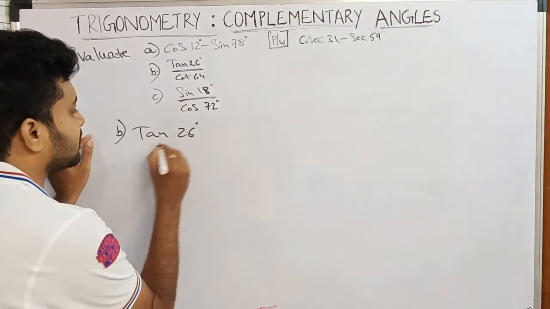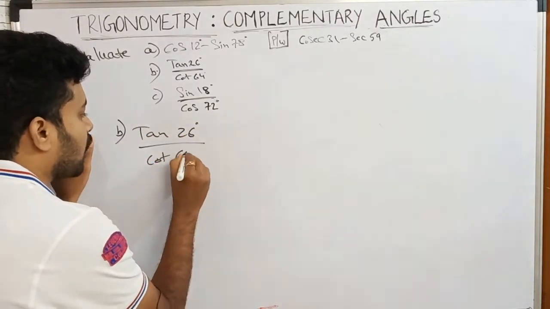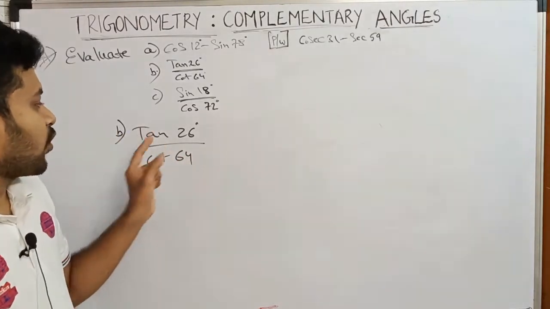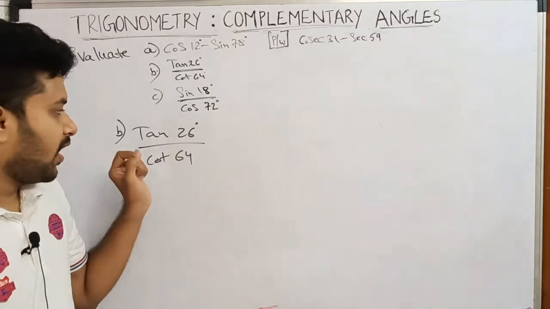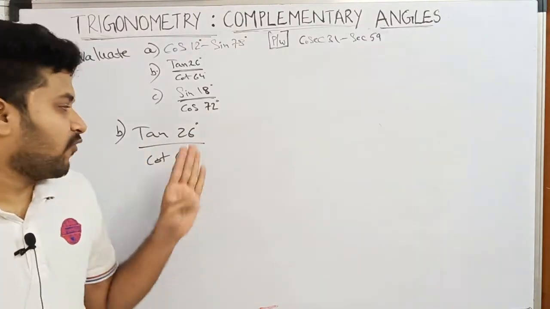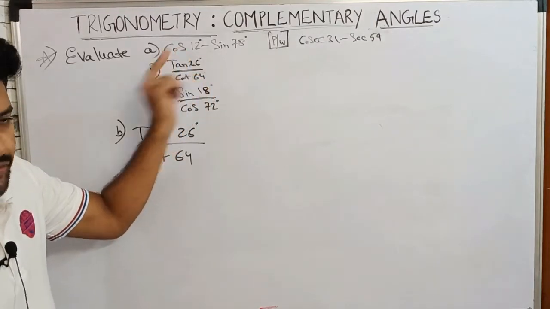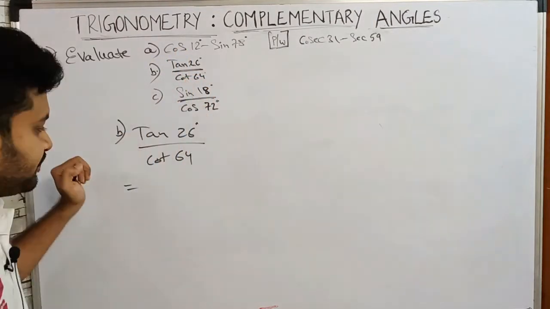Tan 26 by cot 64. Here, focus on any one term, and the remaining one you should copy exactly as it is. In this sum we are done with the first term. Now I am focusing on the second term.